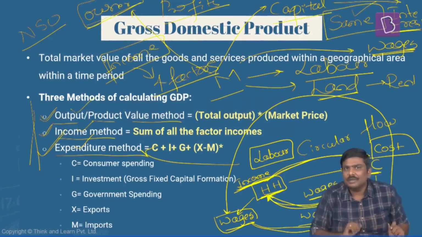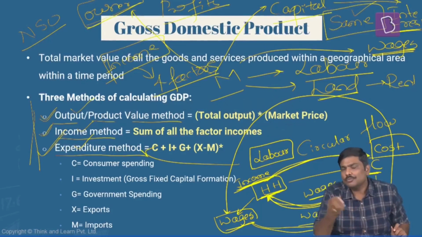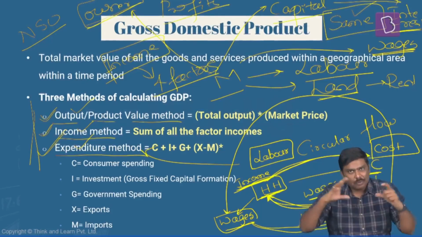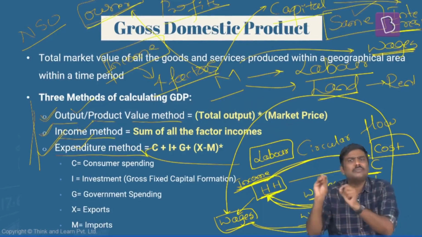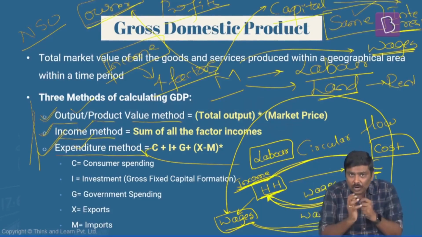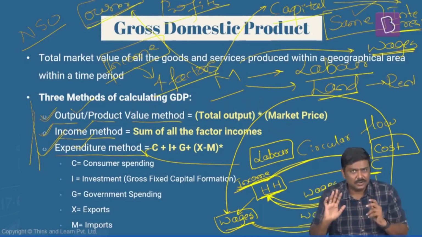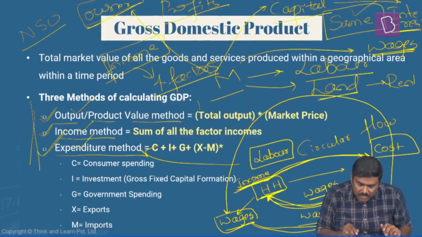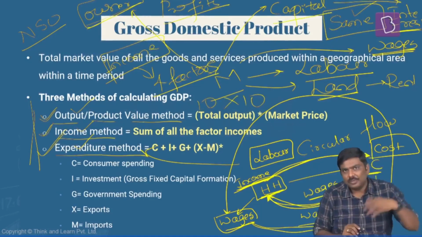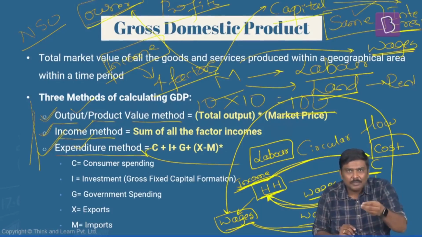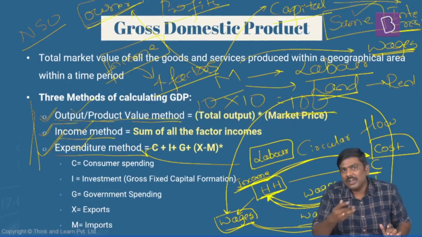Have a look at the first one, the methodology to calculate GDP, output or production based methodology. What do we do under this? Whatever is the total production done in the market into the market value. Is it okay? Whatever is the total production into the market value or market price for that matter. Imagine 10 goods have been manufactured into 10 rupees. I'll put it like this. So what is the value? Total value 100 rupees. That is GDP through output or product value method.